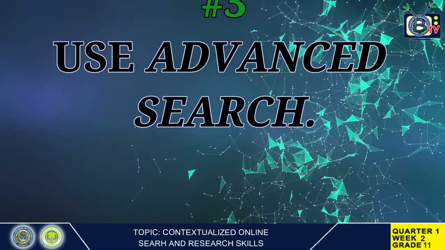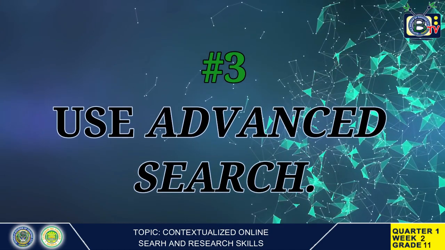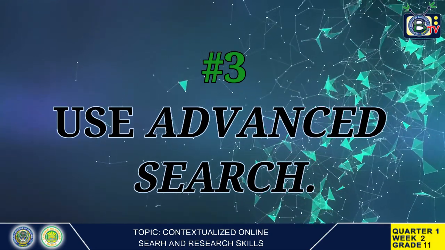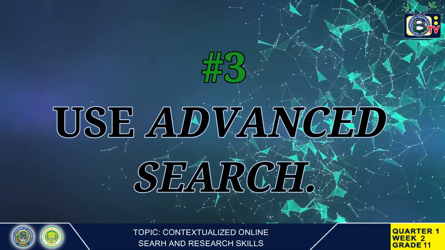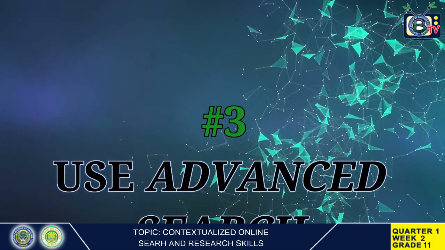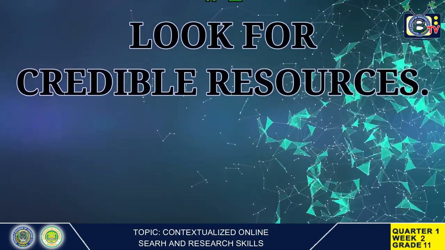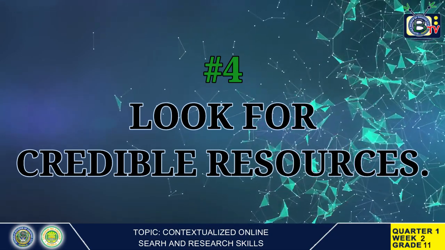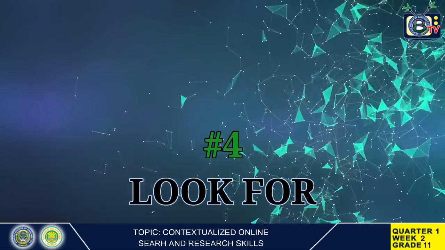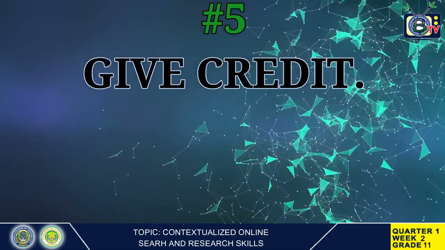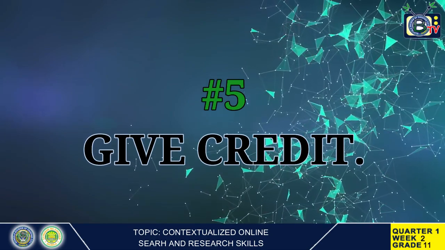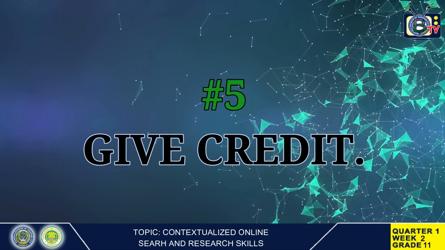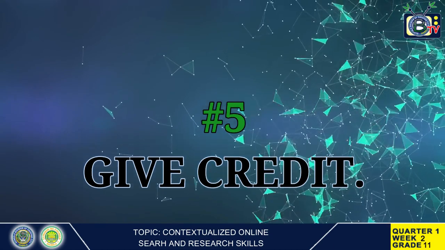Number 3, use advanced search. Advanced search is a feature of search engines which is the best way to filter information. This feature will allow you to filter out information you do not need. Number 4, look for credible sources. As a digital citizen, you have to evaluate the source of information. Number 5, give credit. If you are going to use information from a source for educational purposes, give credit to the original author of the page or information.